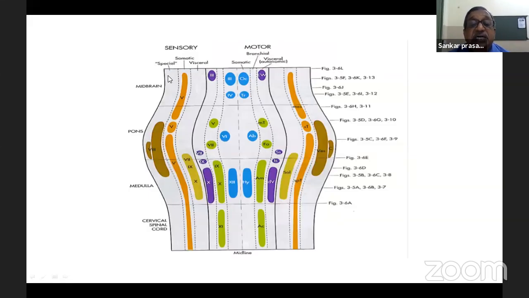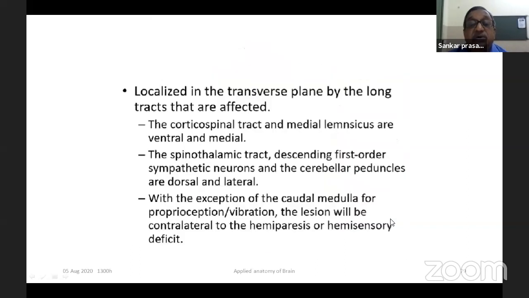And this is the thing which I was telling you. These are the busy tracts which are going through the brainstem. It has motor connections and visceral sensory; I just depicted visceral sensory on the left side and motor on the right side, only for understanding's sake. So cranial nerve nuclei 3, 4, 5, 6, 7, and all the others are present in the brainstem. And the 4-4-4 rule says to localize in the transverse plane by the long tracts that are affected.